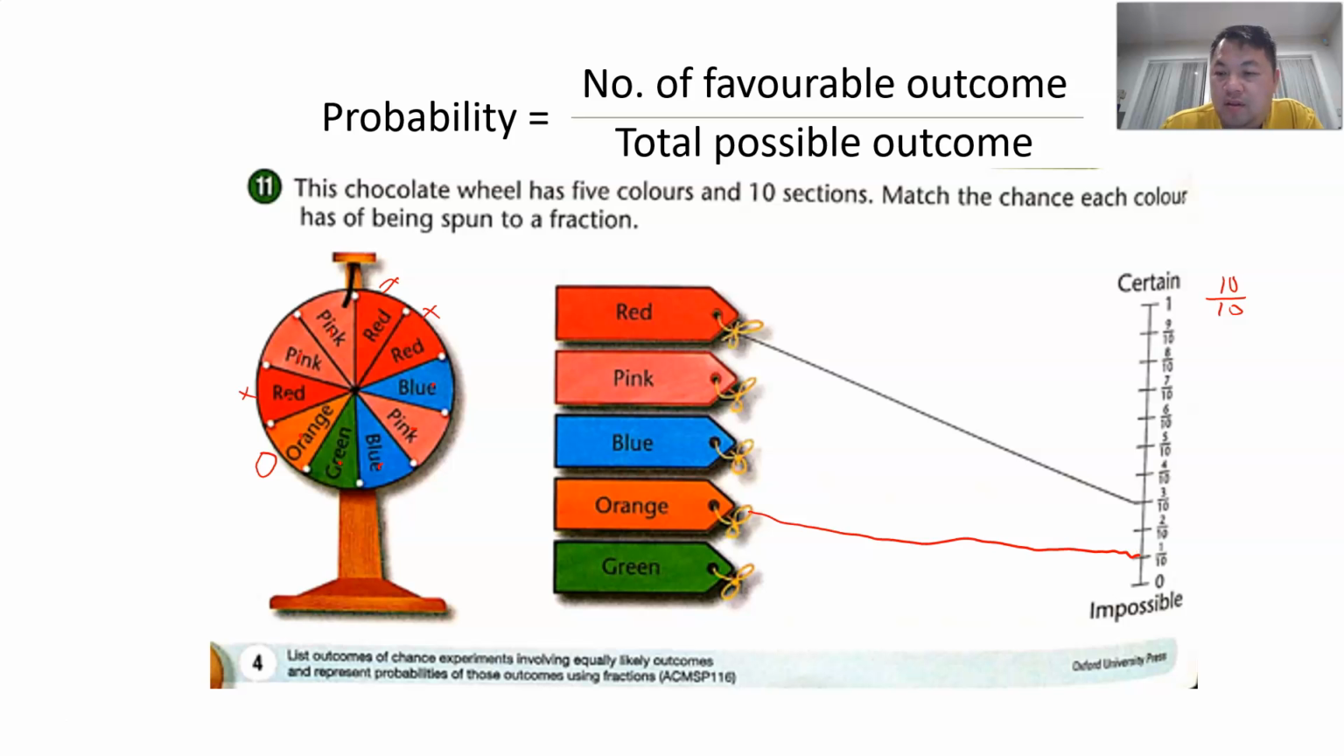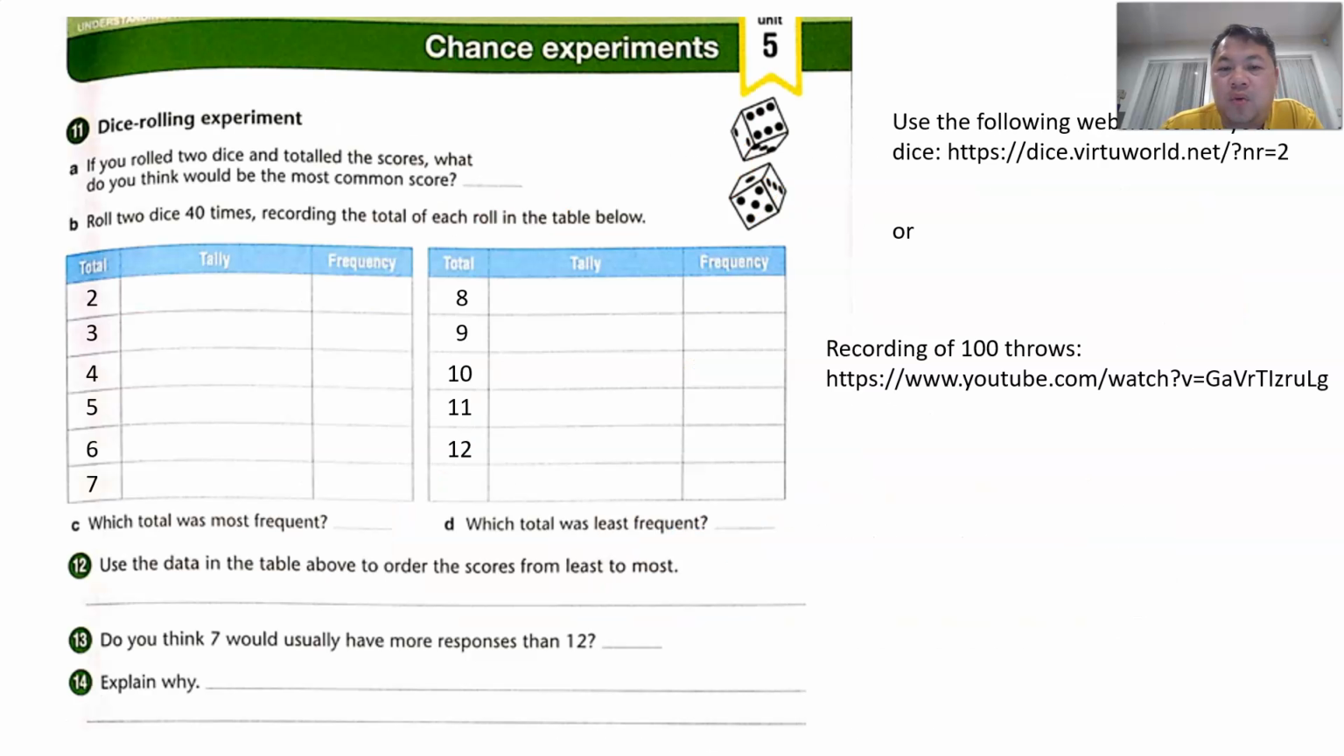Okay, moving on to the next page, page 21. Oh, this is the one whereby you need to tally a table. There are 2 ways you can go about doing this experiment. One is using this particular website that I'm giving you. You may just want to copy down and type it onto your navigation bar and then make use of a live dice situation to record it.